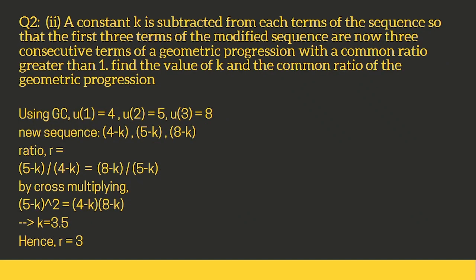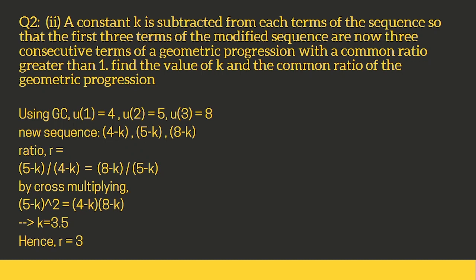Then the second part is that a constant k is subtracted from each term of the sequence, so that the first three terms of the modified sequence are now three consecutive terms of a geometric progression with a common ratio greater than 1. Find the value of k and the common ratio of this geometric progression. From our previous answer, the first three terms are 4, 5, and 8. This new sequence will be 4 minus k, 5 minus k, and 8 minus k.